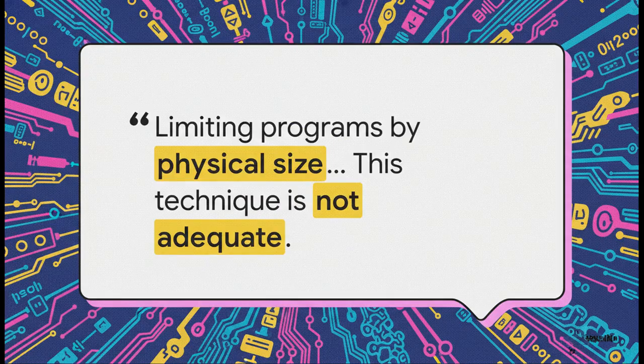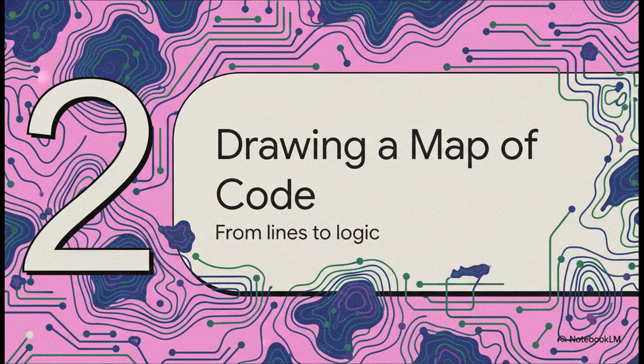And McCabe, well, he put it perfectly right there in the paper. This idea of just limiting programs by their physical size, like saying, hey, no module can be over 50 lines long, he flat out said, this technique is not adequate. And we just saw why, right? A tiny program can hide a truly mind-boggling amount of complexity. So what was the big breakthrough?